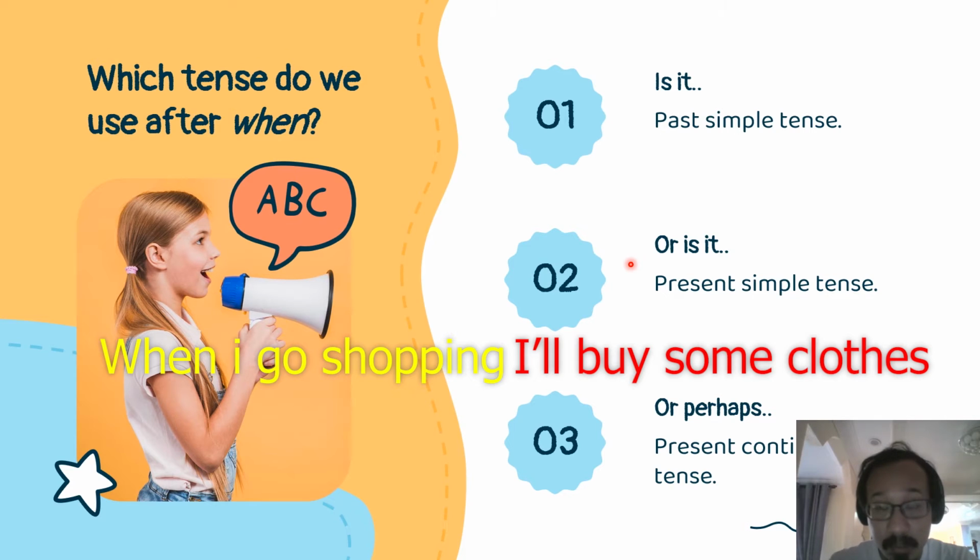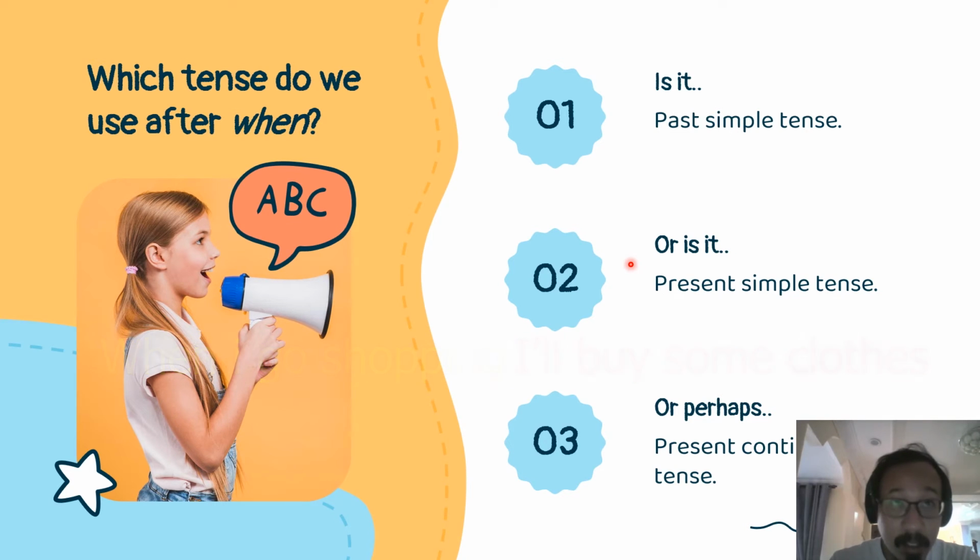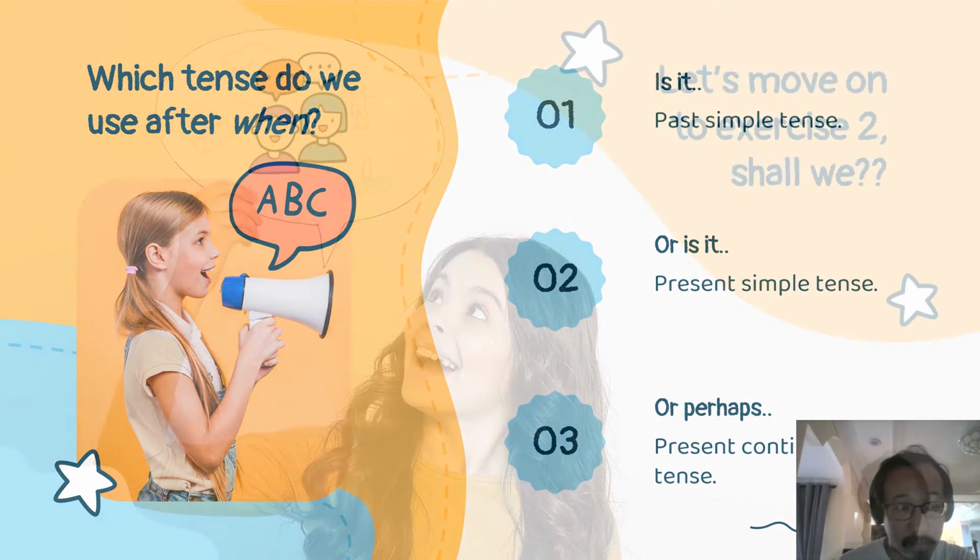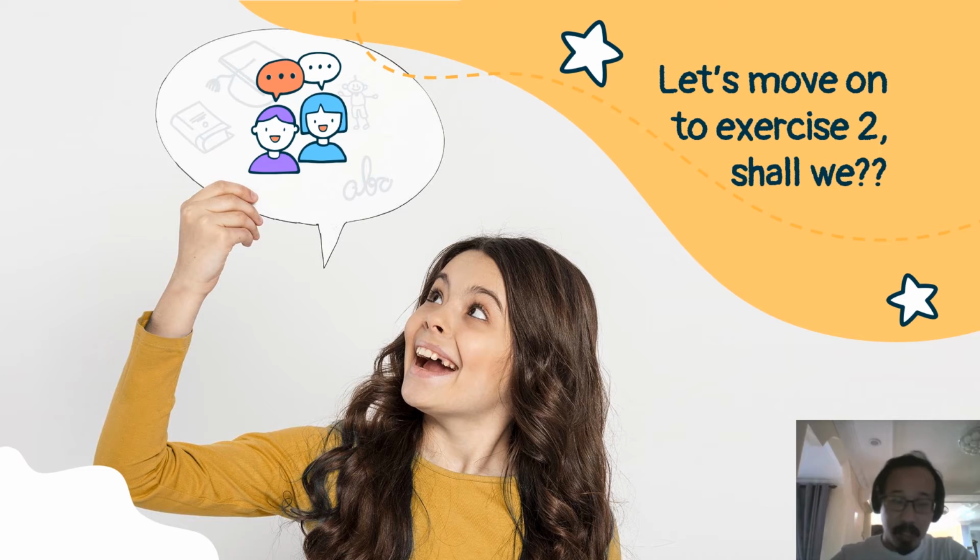When I go, go is the main verb there. Go is in its infinitive form, right? In its base form. So it has to be present simple tense. It's not past simple tense. If it's past simple tense, then the sentence should sound like this: when I went shopping. So that is wrong. Or if it's in present continuous tense, the sentence will sound like this: when I am going shopping. So that is wrong. Okay, it has to be present simple tense. Let's move on to exercise 2 now, shall we?